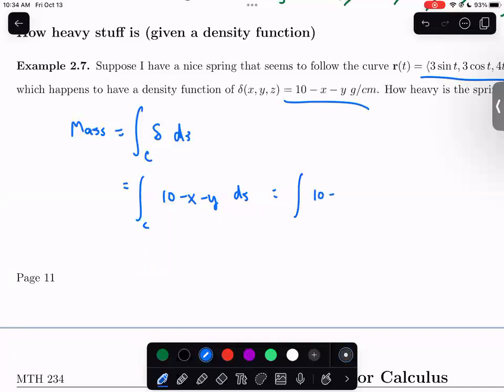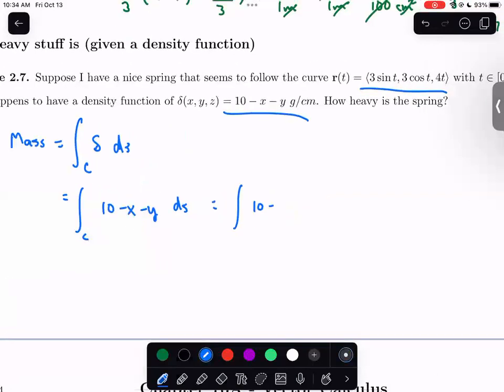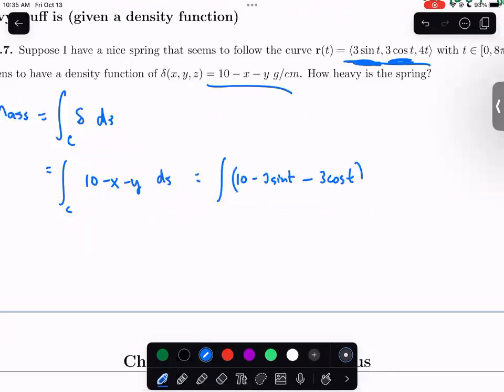So 10 minus, and instead of x, I'm going to put 3 sine of t. Oops. And then minus y, and instead of y, I'm going to put 3 cosine of t. So I'm just looking up here at my parametrization to find what the x and y coordinates are. Turns out we didn't need the z one. We do have this information. We will need it at least when we calculate out ds. So when I go to calculate out ds, I guess I could put my bounds for t in at any time. So I'll do that now, 0 to 8 pi.